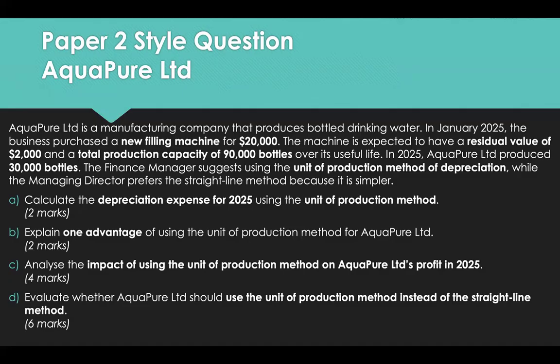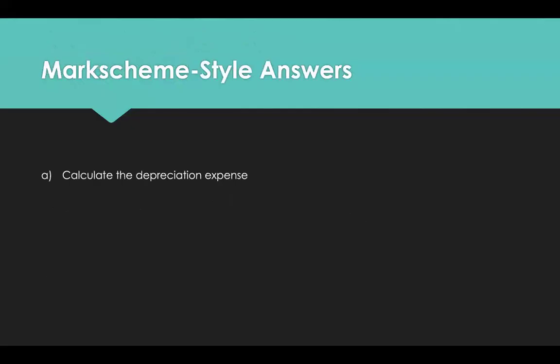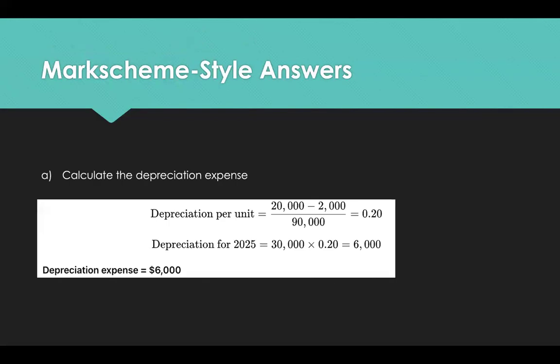Now, let's see the calculation to calculate the depreciation expense. The depreciable value is $18,000. Dividing by 90,000 bottles gives a depreciation rate per unit. Multiplying by 30,000 bottles results in a depreciation expense of $6,000. An advantage of this method is that it reflects actual usage, leading to more accurate costing.